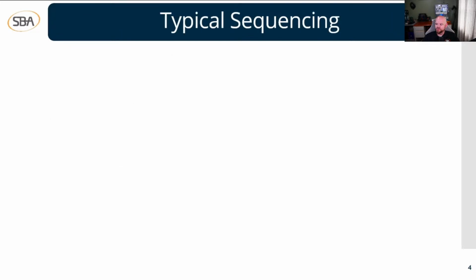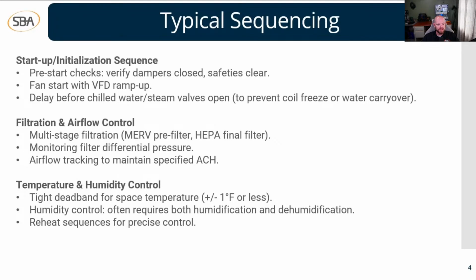Next is the typical sequencing that we would find in an air handler for an operating room or a clean room. The first thing here is the startup or initialization sequence. First thing we do here is the pre-start checks. Not we in particular, but our programming, our front end, the BAS system itself, will do its pre-start checks. It's going to verify that dampers are closed and that safeties are clear or okay.